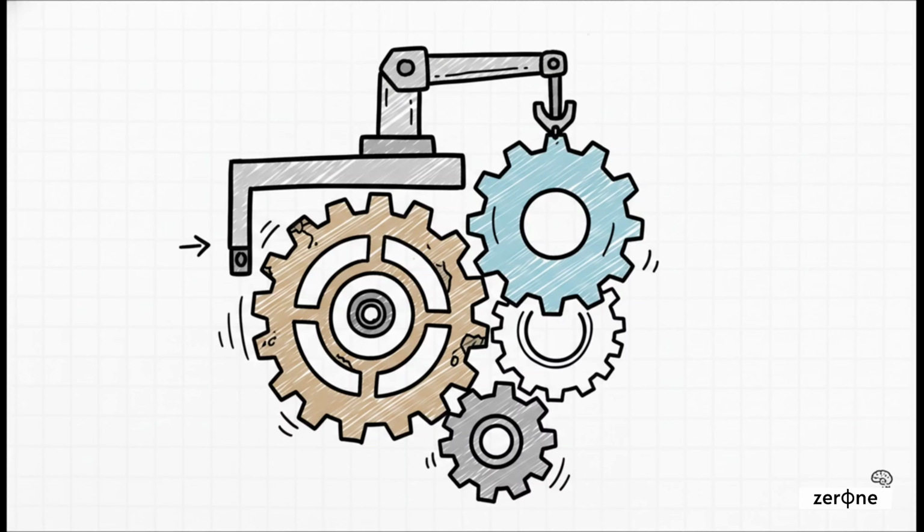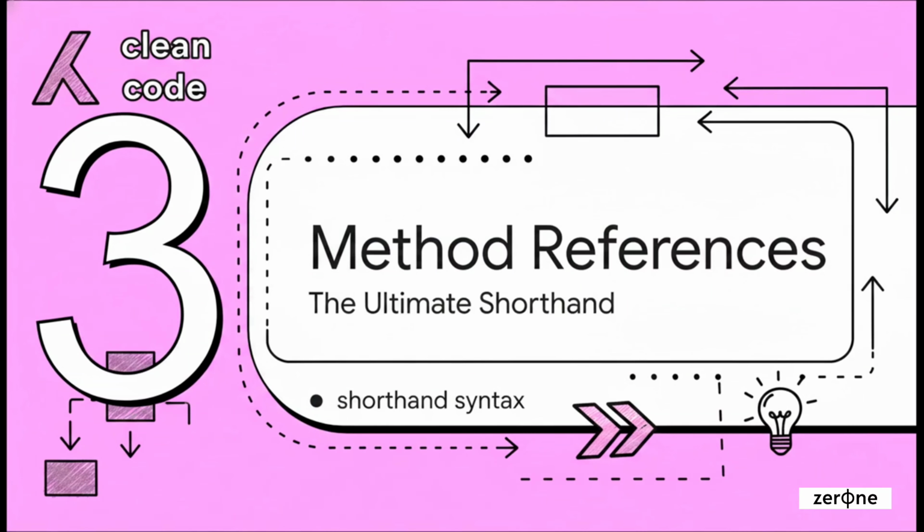You can now define a method with the body inside an interface using the default keyword. Older classes just seamlessly inherit this default behavior without breaking, while newer classes can override it if they want to. We also have static methods in interfaces now, which belong completely to the interface itself and cannot be overridden. Section 3. Mastering Method References, the ultimate shorthand.